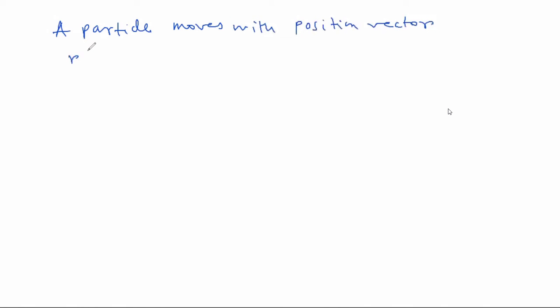So suppose a particle moves with position vector r of t, which is t, t squared, t cubed. Okay.